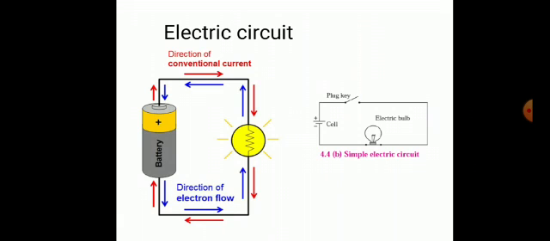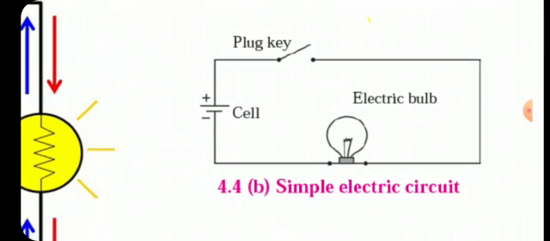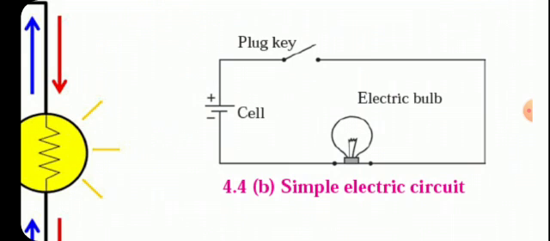Here is the diagram which shows electric circuit. There are four components in electric circuit: key, conducting wire, bulb and a cell. Here this key is open, so the circuit is incomplete and therefore bulb does not light up. If the key is closed, then the electric circuit will be complete and current will flow through the circuit and the bulb will glow.